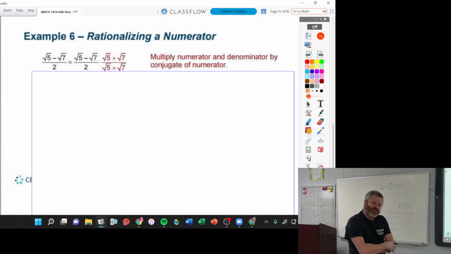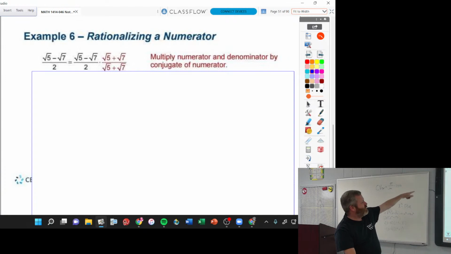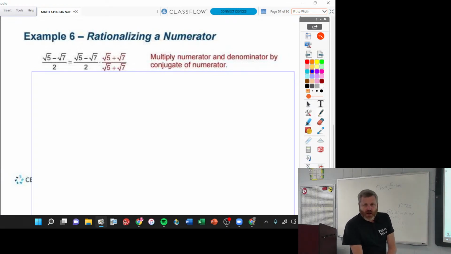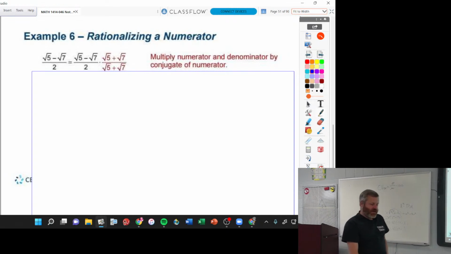What I'm about to do, I could do to the same problem if it was 5 over the square root of 5 minus the square root of 7. So don't get hung up on that; the process is exactly the same. For this problem, the numerator is the square root of 5 minus the square root of 7. The conjugate of the square root of 5 minus the square root of 7 is the square root of 5 plus the square root of 7. So we're going to multiply the top and the bottom by the square root of 5 plus the square root of 7.